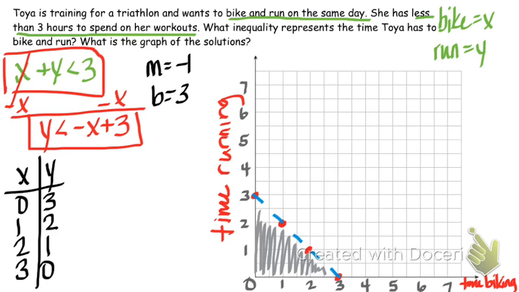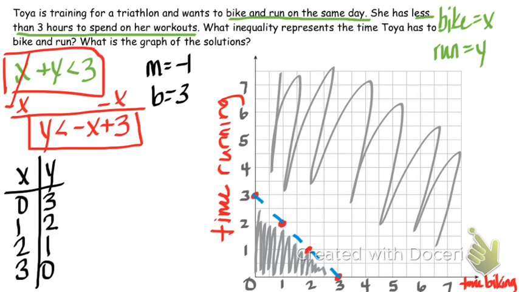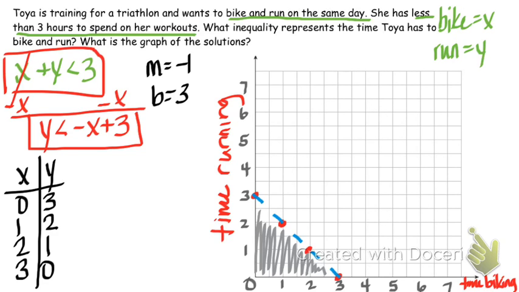And then I knew that I couldn't have more time. So shading up here doesn't make a whole lot of sense because she's only got 3 hours. So it has to be in between 3 here and 3 here, because she can either bike for 3 hours or she can run for 3 hours, but she's got less than that amount of time, so she can't do it for any more than 3 hours. So that meant I needed to shade below the line, and my equation tells me that because y has to be less than the line, so that means I need to shade towards the bottom.